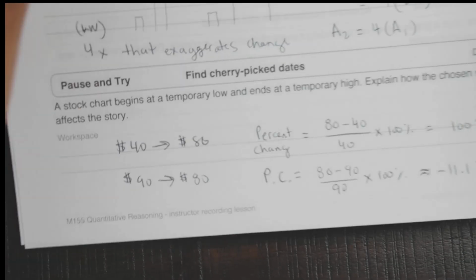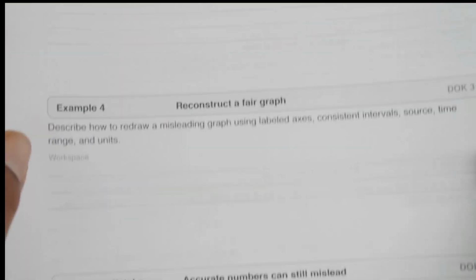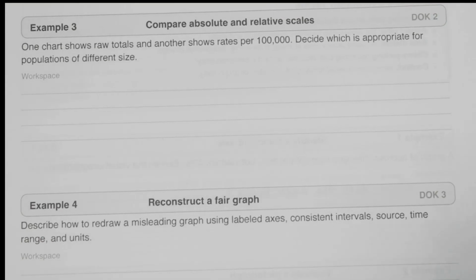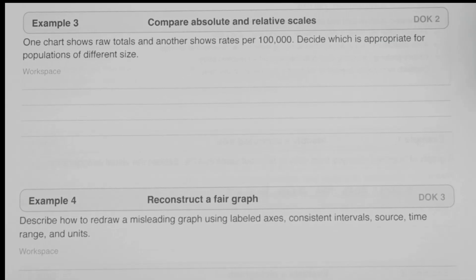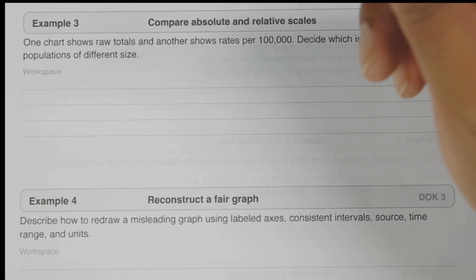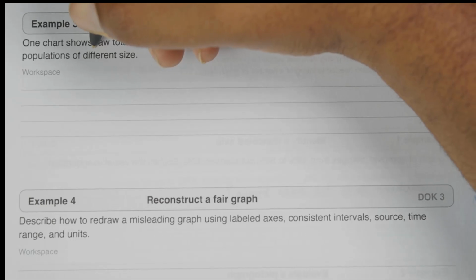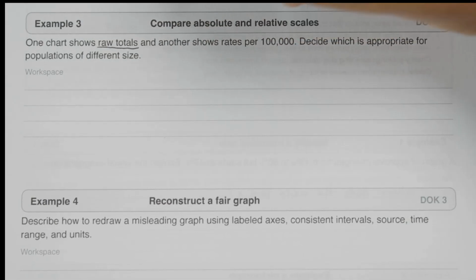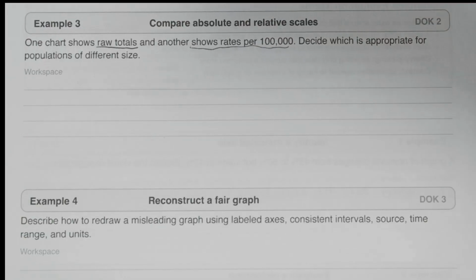Okay. Example number 3. Here we are comparing absolute and relative scales. Suppose we compare two places with very different population sizes. One chart uses raw totals, and another one shows rates per 100,000. Okay. Which comparison is usually more appropriate for populations of different sizes?